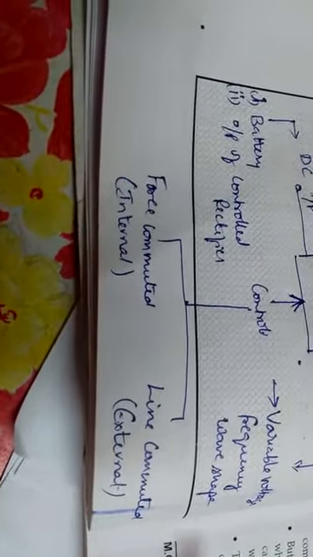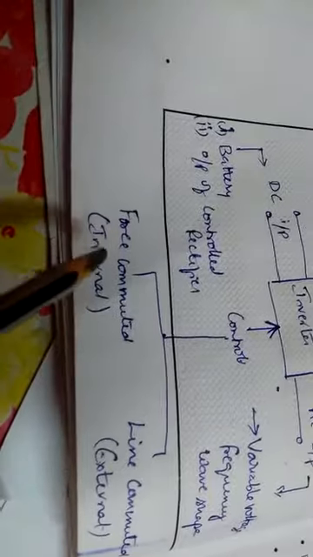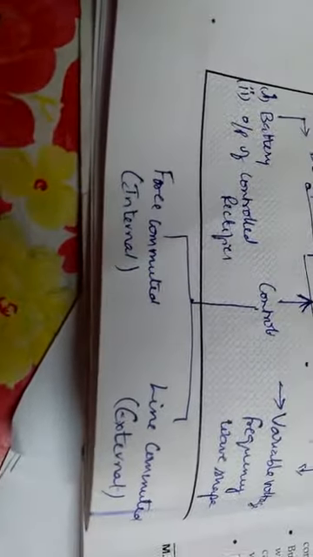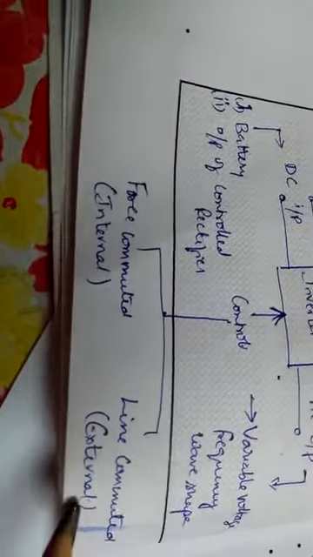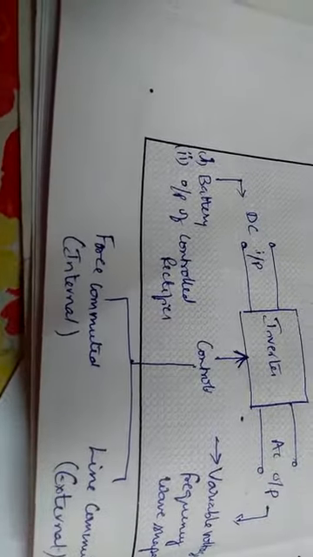So apart from input and output, there is a concept of control also. We need to control the inverter operation. This control can be of two different kinds: force commuted or line commuted. Force commuted means it can be done internally. Line commuted means externally. Anyhow, we are going to read this content in the introduction part and need of inverters also. So I'll read the content and also explain to some extent.